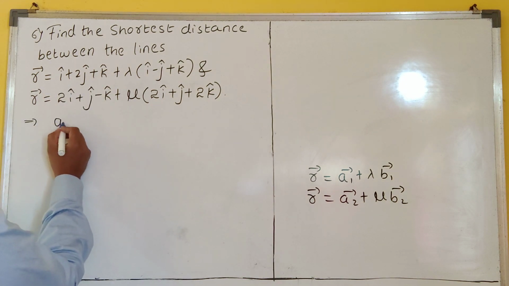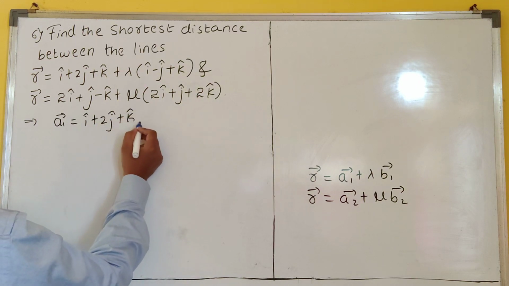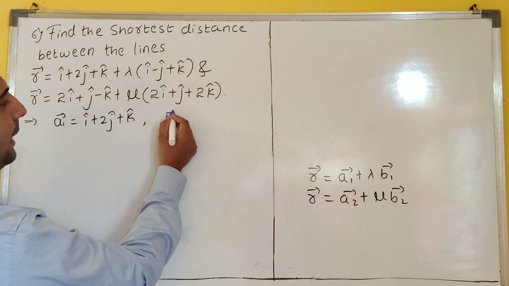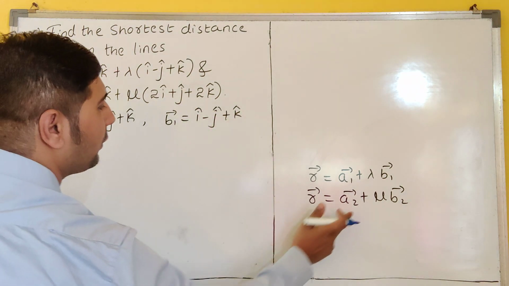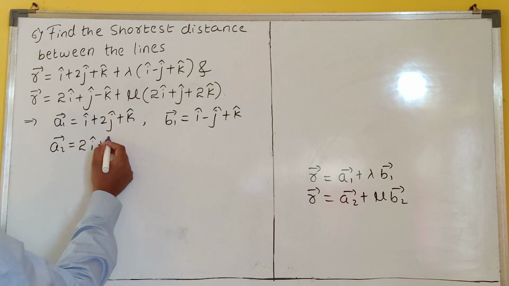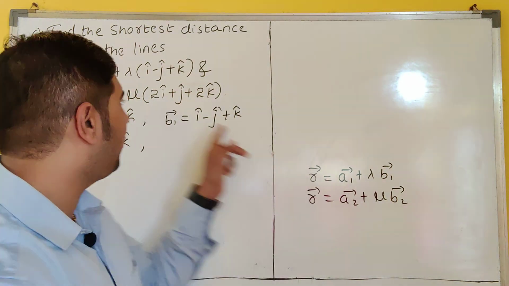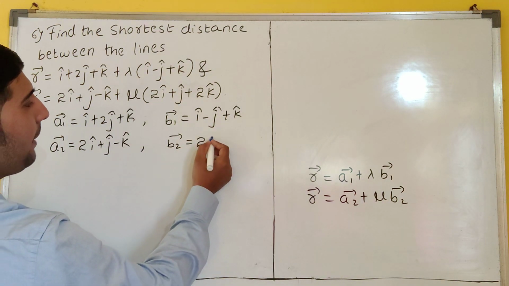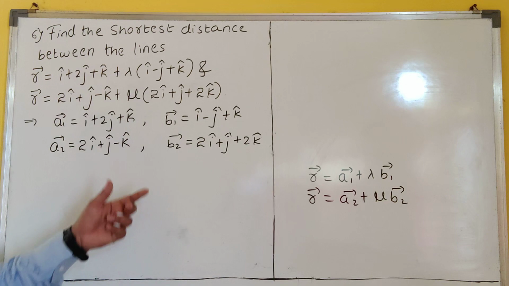So here a1 is i cap plus 2j cap plus k cap, dear students. What is b1? Lambda into b1 you have told, no? b1 is i cap minus j cap plus k cap. So a2 is 2i cap plus j cap minus k cap and mu b2. b2 is what, dear students? b2, you see here, mu into this, that is only b2. b2 is 2i cap plus j cap plus 2k cap.